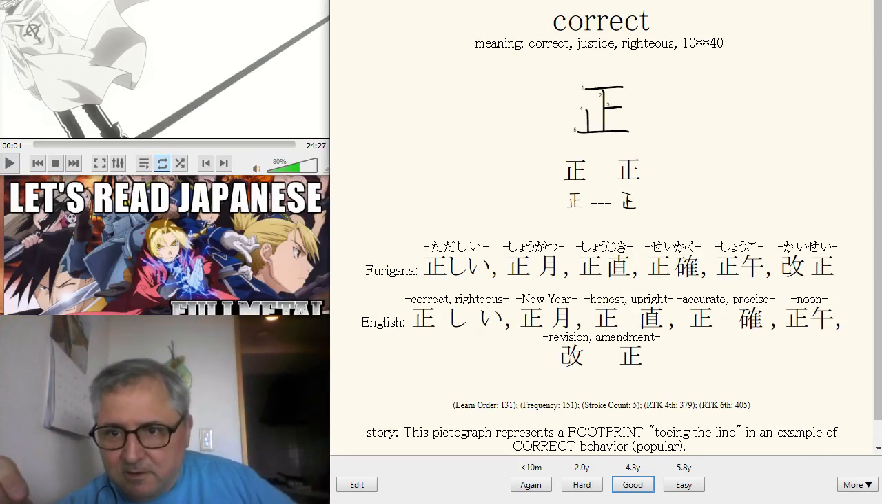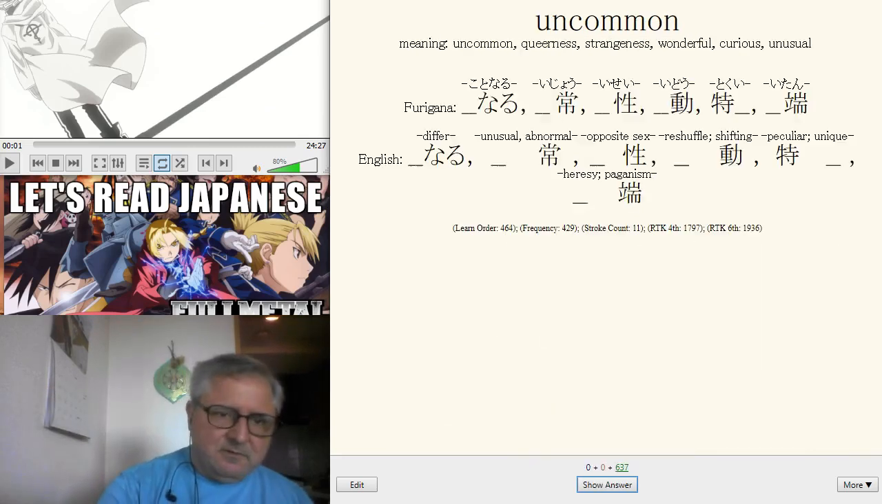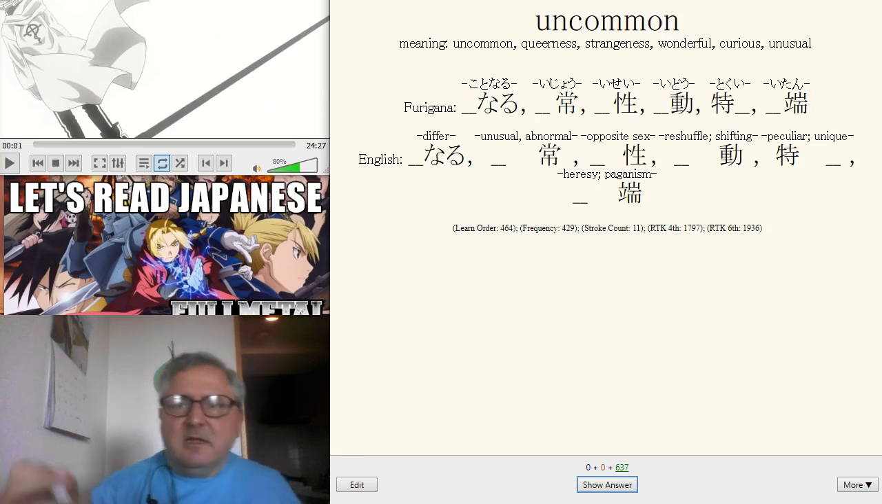Shogatsu, New Year. Shojiki, truth, honest, upright. Seikaku, correct. Accurate, precise, Seikaku. Shogo, that's noon, precisely, right? Yeah, precisely noon. And Kaisei, revision, amendment, fair enough. Cool. Uncommon.